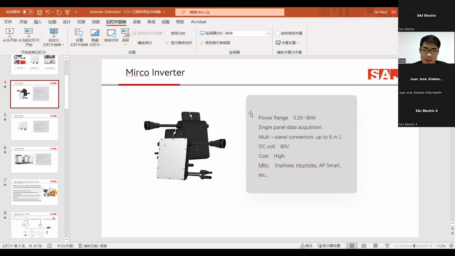As you can see, the manufacturers on the market include Enphase, APS, Hoymiles, etc. I'd like to introduce that in the North American market, Enphase is a leading micro inverter manufacturer. It takes about 80% of the micro inverter market share. So this is about the micro inverter.